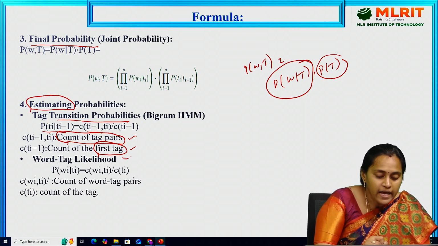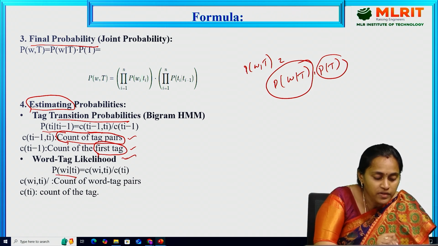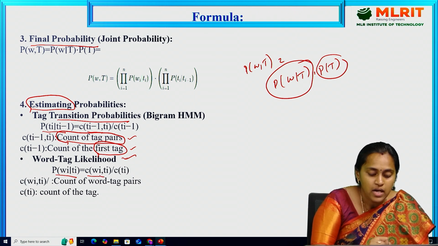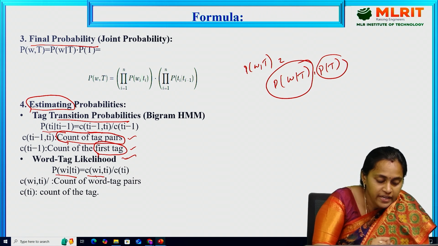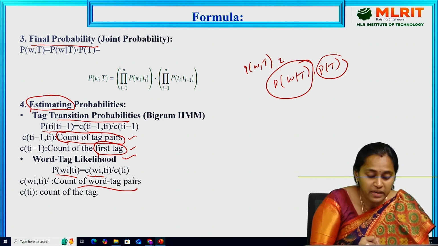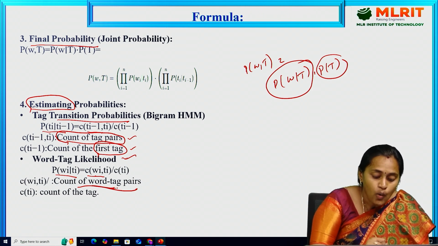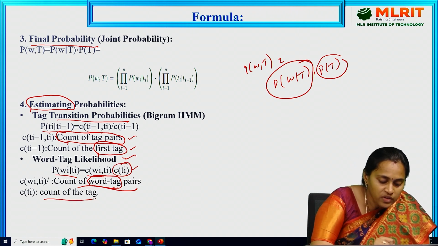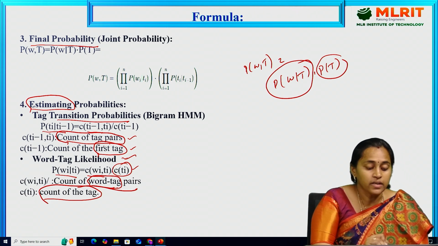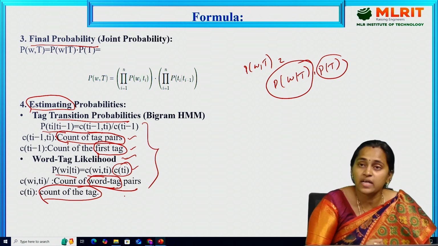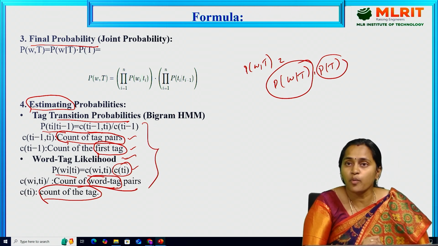Next, word tag likelihood. Here see probability of Wi given Ti, that means number of words and number of tags. Here is the formula C of Wi comma Ti. Here I am taking word tag pairs. Earlier I was taking only tag pairs, but here I am taking the word tag pairs, not only the tag. This is the idea behind C of Wi comma Ti. C of Ti means count of the tag. Here C of Ti minus 1 means count of the first tag. This is the difference between the transition probability and the word tag likelihood probabilities.